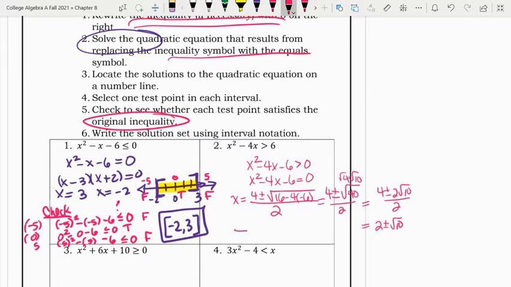All right, we're going to write our number line here. But let's get some decimals here. So 2 plus the square root of 10 is 5.16. And 2 minus the square root of 10 is negative 1.16. All right, so let's get some estimate here. Here's 0, 1, 2, 3, 4, 5. So a little bit more. So 2 plus the square root of 10 is here, approximately. And negative 1.16, 2 minus the square root of 10, is about here.